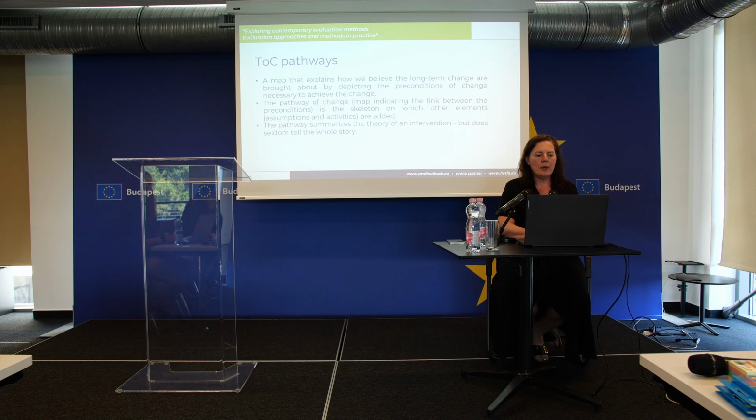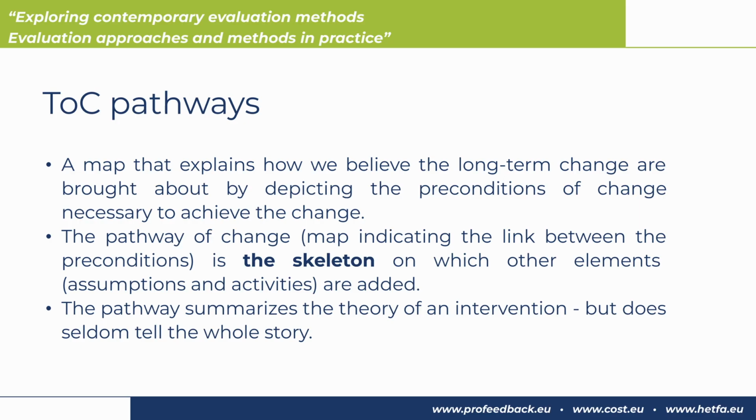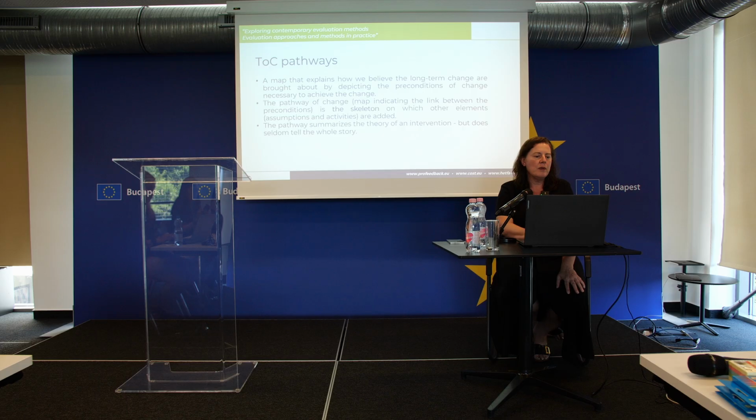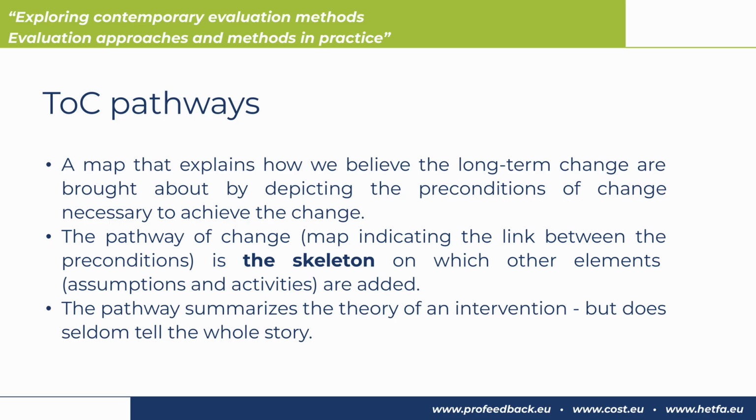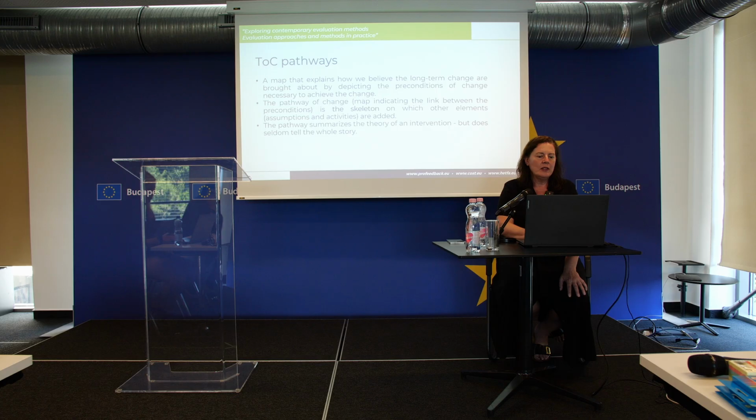So the pathways, it's a map that explains how we believe the long-term change is brought about by depicting the preconditions of change necessary to achieve the change, and the pathway of change, or the map indicating the link between the preconditions, is the skeleton on which other elements and assumptions and activities are added, and the pathway summarizes the theory of an intervention, but does seldom tell the whole story. And the story we know only if we talk about it and if it's communicated and discussed and later on added as a narrative to the diagram. So it's not just the flow chart which we are creating, but it's how we are using the different aspects of it.